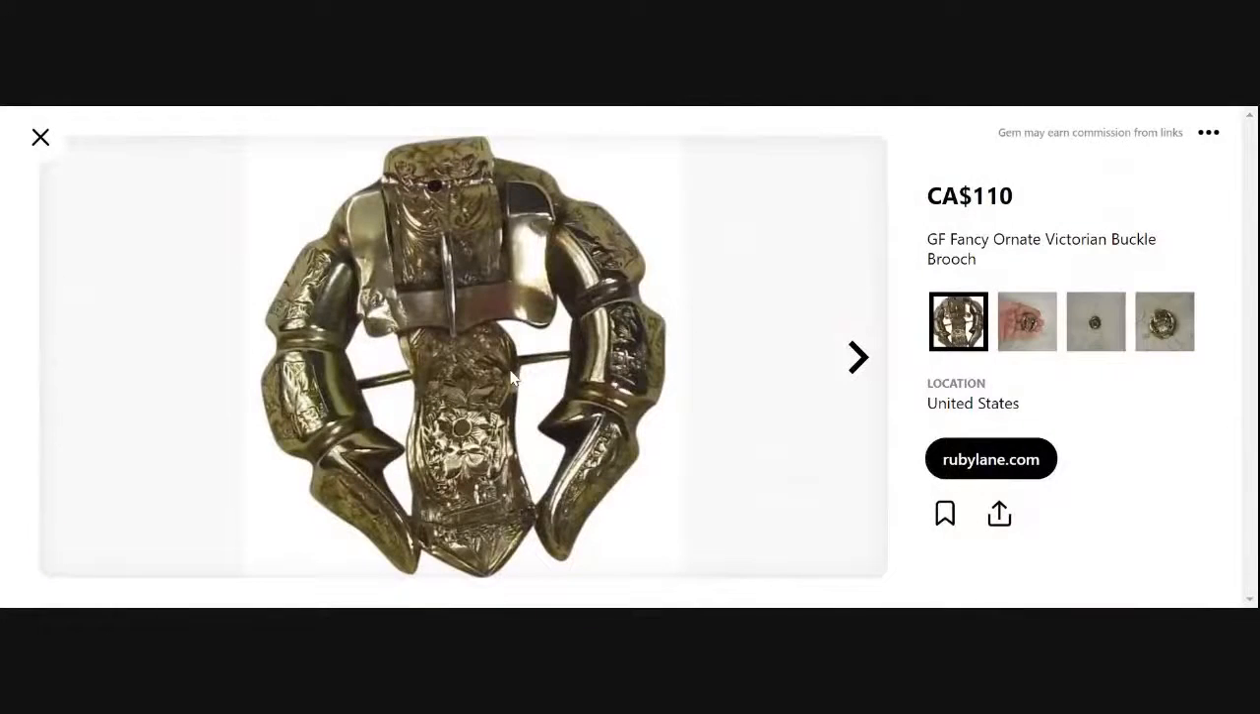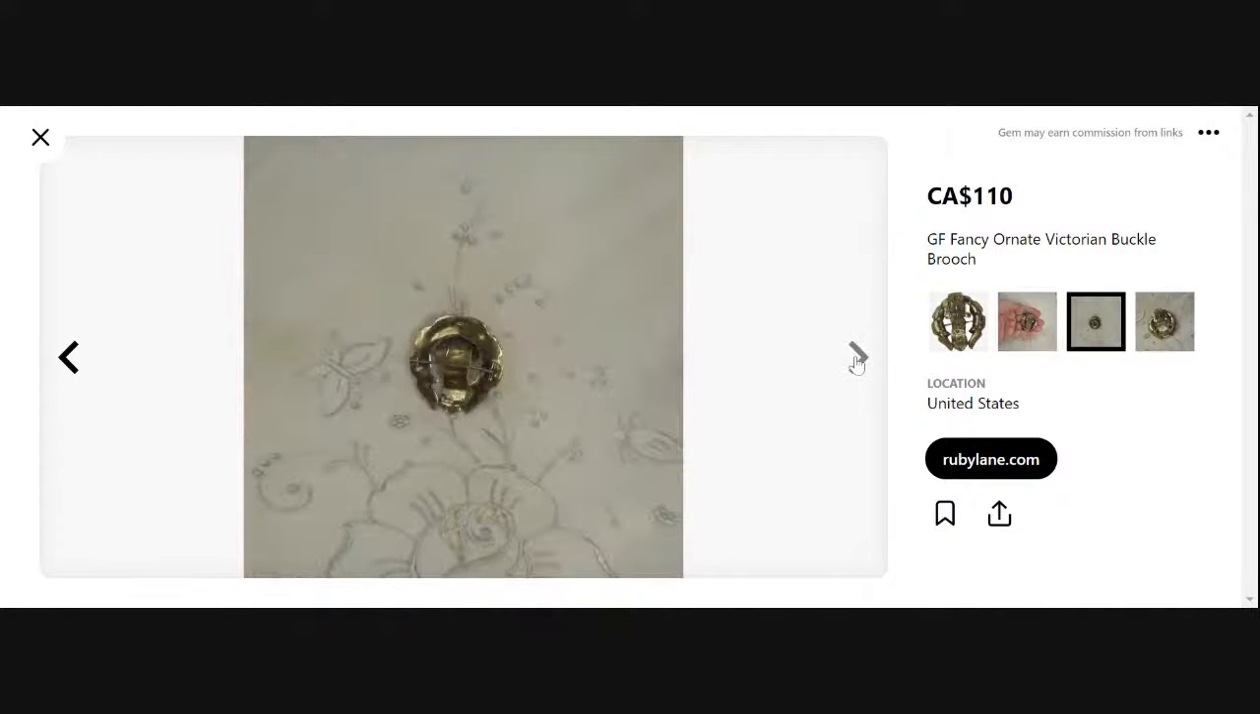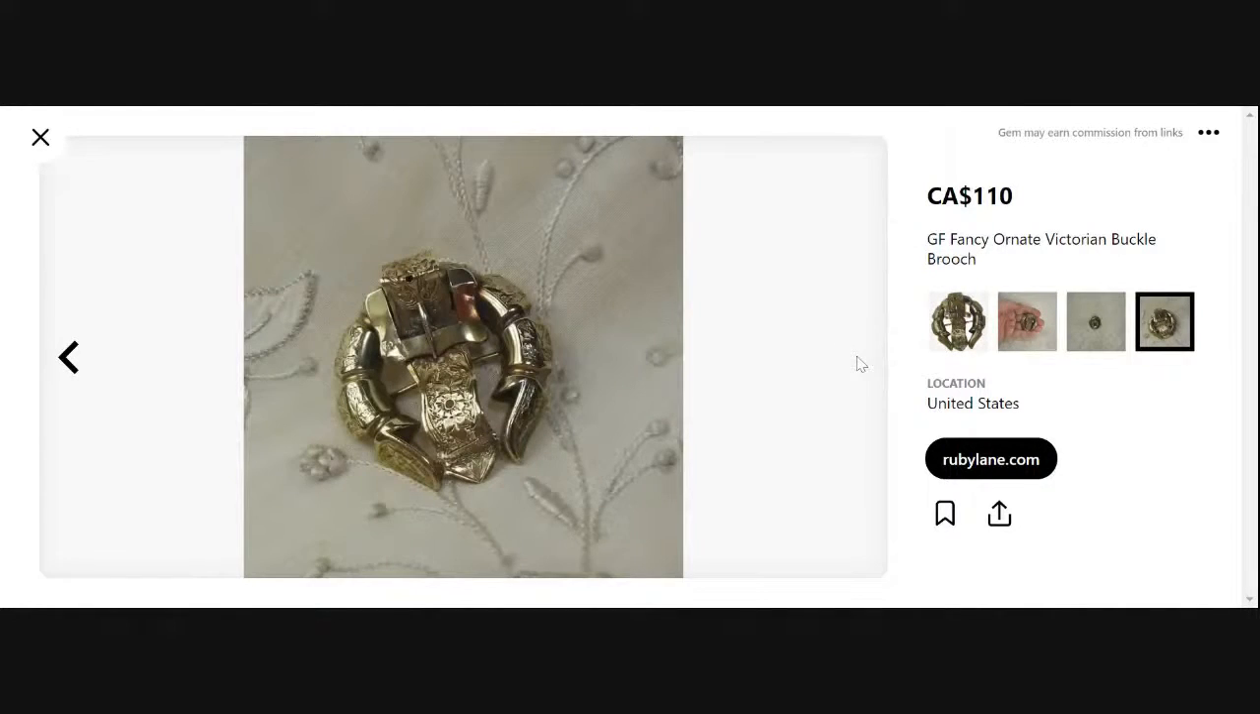Let's look at this one. I quite like this. It is a gold fill, fancy ornate Victorian buckle. There's something about it. Again, it looks almost like a horseshoe with that buckle that's falling through. Good size in this person's hand, but can't see too much else from the pictures. They are saying that it is gold fill. It is gold color for sure. Interesting piece.